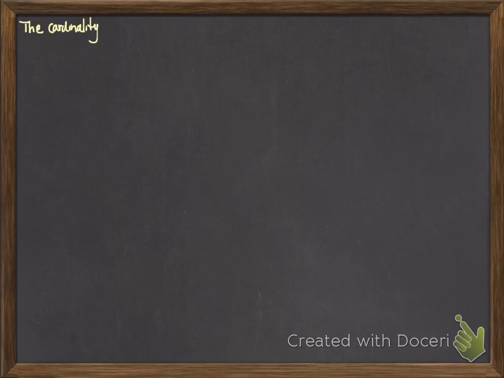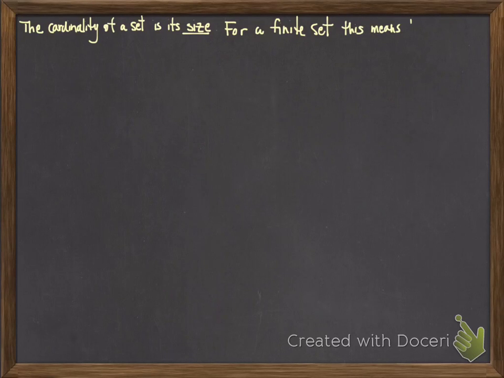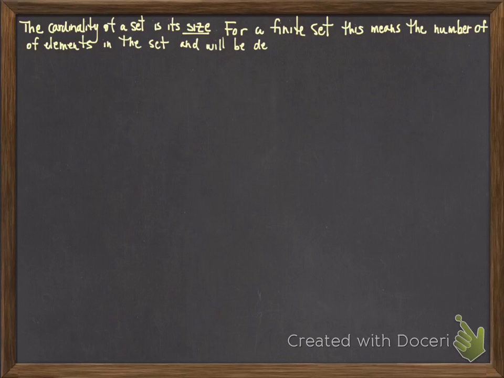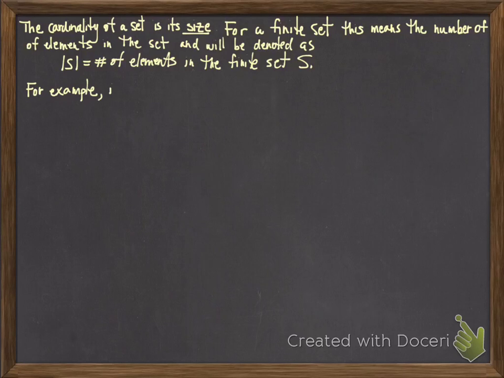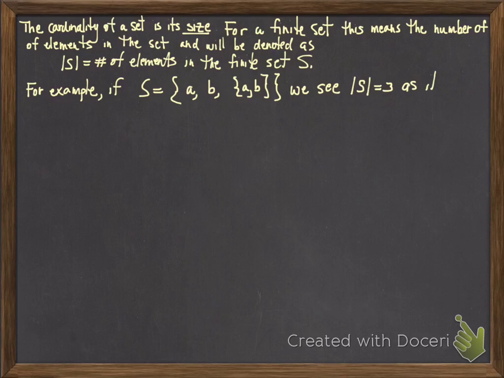All right, we also need to talk about the size of a set, called the cardinality. Let's say that again. The cardinality of a set is its size. For a finite set, this means the number of elements in that set, and we will denote it with bars. So here, the size of the set S, or its cardinality, is equal to the number of elements in that set S. So for example, if S equals the set containing A, B, and the set AB, we see that its size is 3, as it has 3 elements. Those elements are A, B, and the set containing AB.